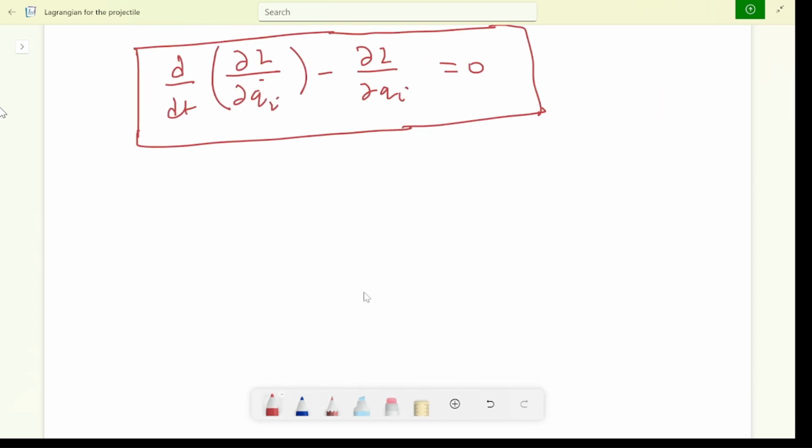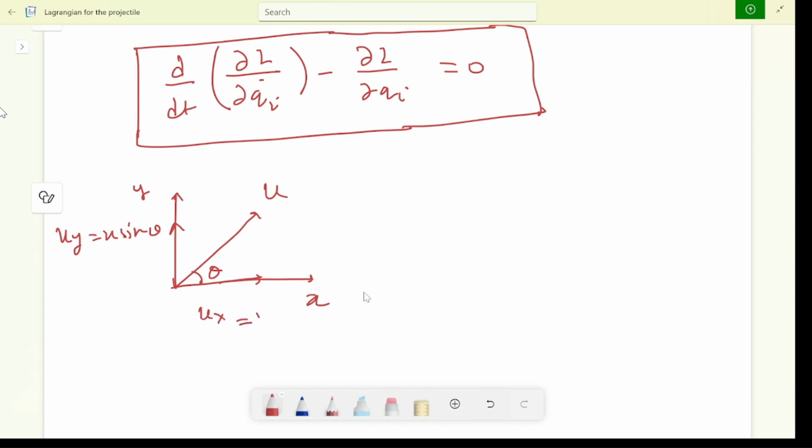So now if we have a projectile that has been projected with a velocity u at an angle theta with the x-axis, this is the x-axis, this is the y-axis, then this projectile will have two velocity components, one in the y direction, which is just going to be uy = u sin theta, and one in the x direction, which is going to be ux = u cos theta, right?